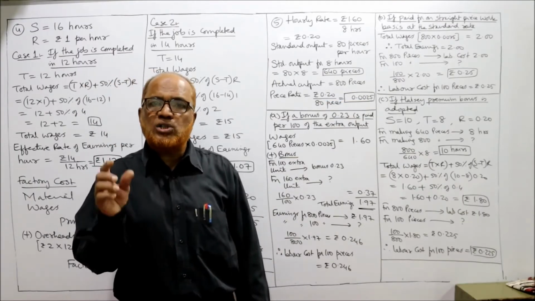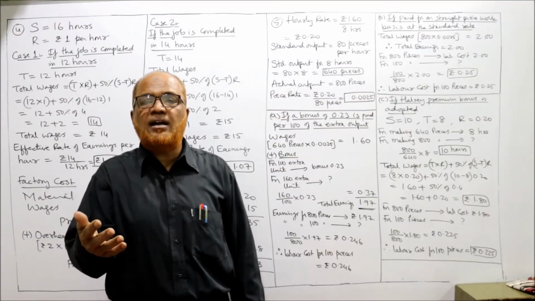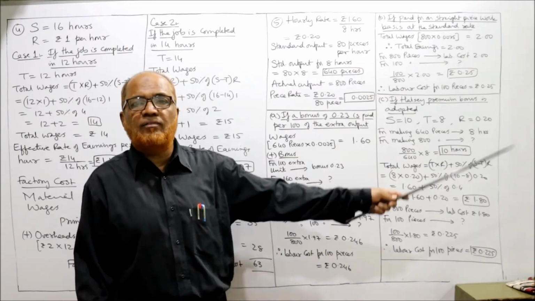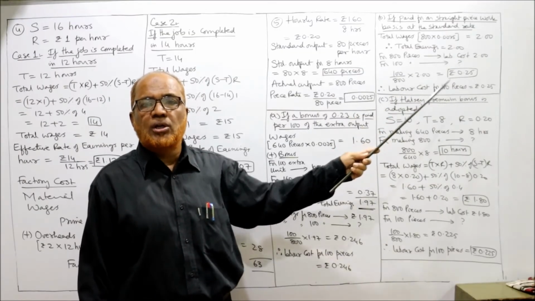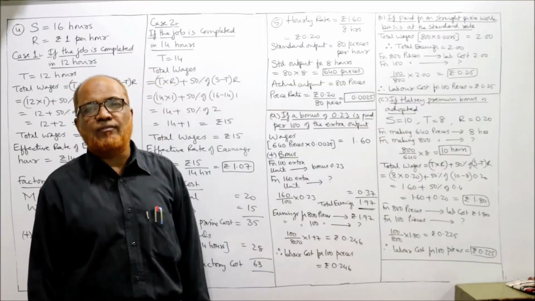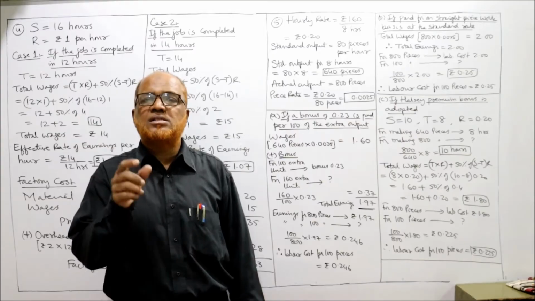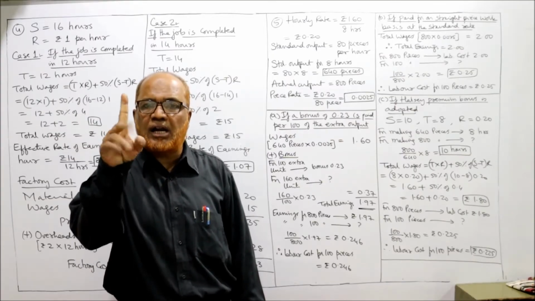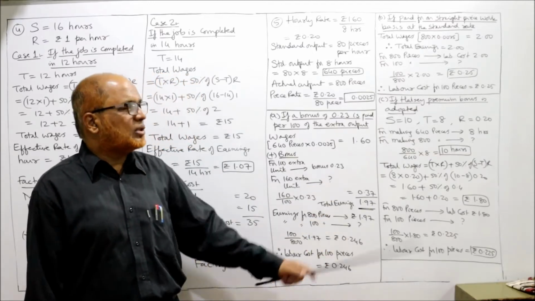Now we want the labor cost for every 100 pieces. By making 800 pieces, he got wages of 2 rupees. For making 100 pieces, how much? So 100 by 800 into 2, it comes to 0.25. The labor cost from the employer's point of view is 0.25 for every 100 pieces. Second part completed. Now I am coming to the third part.